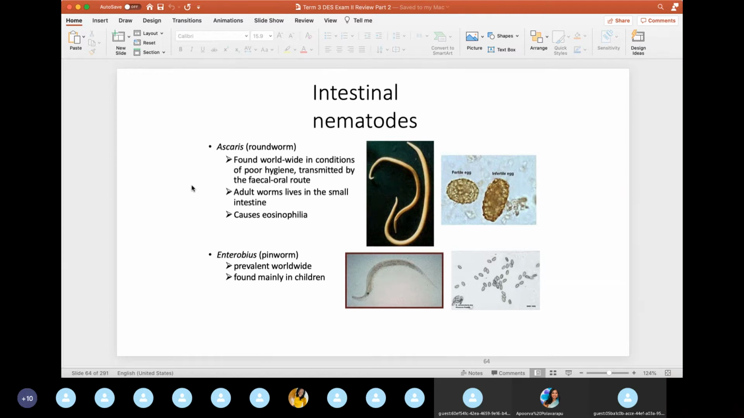So Ascaris, your roundworm. It is found worldwide. What's the mode of transmission? Fecal-oral, right? It causes what? Since it's fecal-oral, it's a roundworm, it causes an increase in your eosinophils. So eosinophilia.